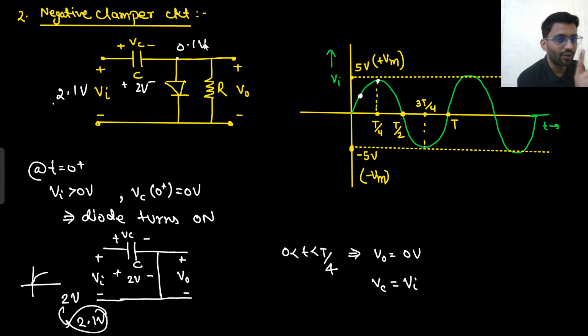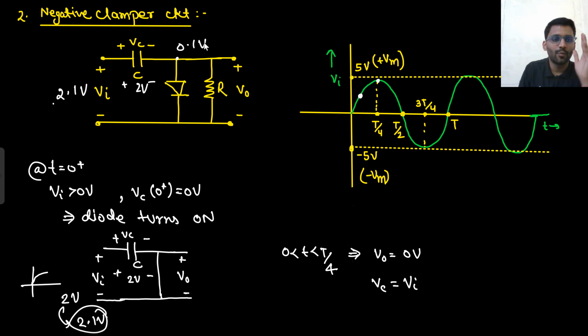But at T by 4, I know one thing, that till T by 4 it is following my input. But at the next point, my input is changing its voltage, from 5 to 4.9, and the capacitor is charged to 5 volt only. So 4.9 minus 5 will be minus 0.1, and at that time my diode will be turned off. That's why I analyze till 0 to T by 4.